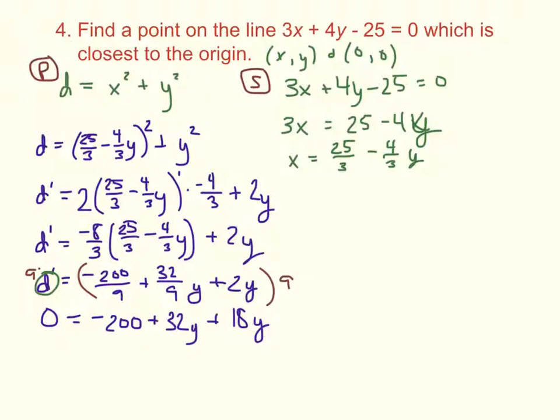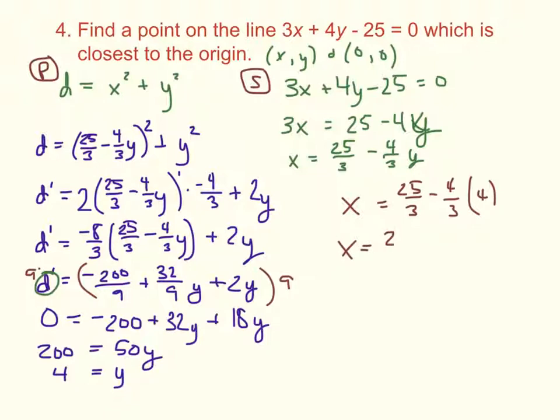I'm going to move the 200 over. So 200 equals, combining like terms, 50y. Divide both sides by 50, and I get a nice pretty answer of 4 as my y value. Once I have my y value, I should be able to plug back in and get my x value. So x = 25/3 - (4/3) times 4, so x = 25/3 - 16/3, which is 9/3, which is 3. So I end up with a final answer of the point (3, 4).